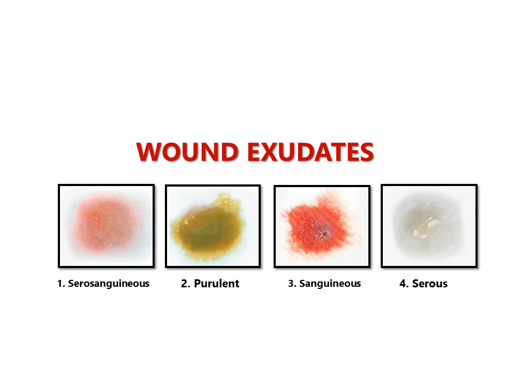The fourth type of exudate is called serous. And you would observe that the color is whitish, clear, thin fluid. And a normal wound after several days should produce serous exudate. Again, by looking at the different colors of these exudates, you can tell if the wound is healing normally or not.